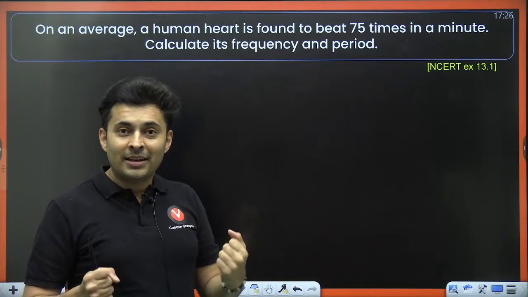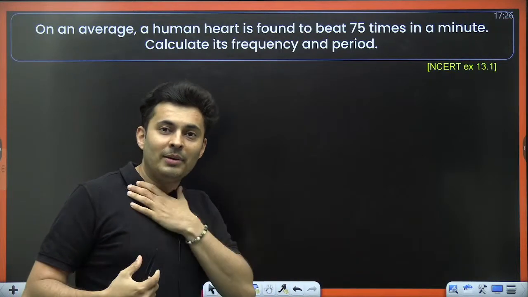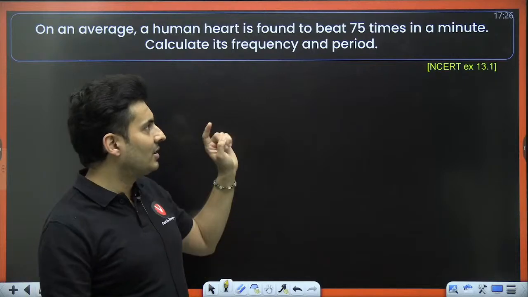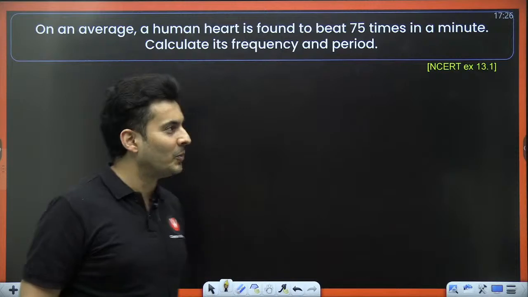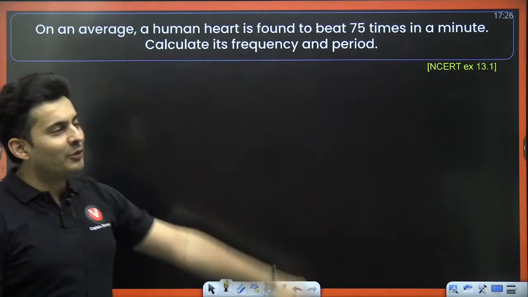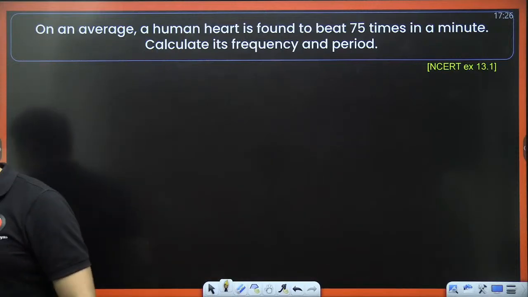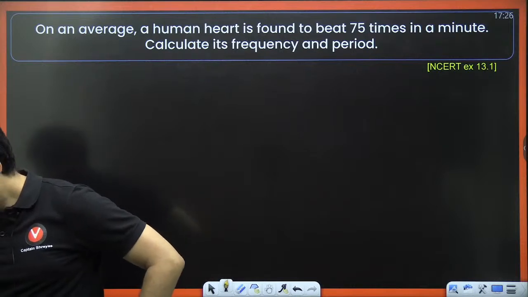Don't come and scold me, saying, sir, what is this, this is not 75, this is supposed to be 72. It's okay, we'll just assume it is to be true. In a minute, calculate the frequency and the period.